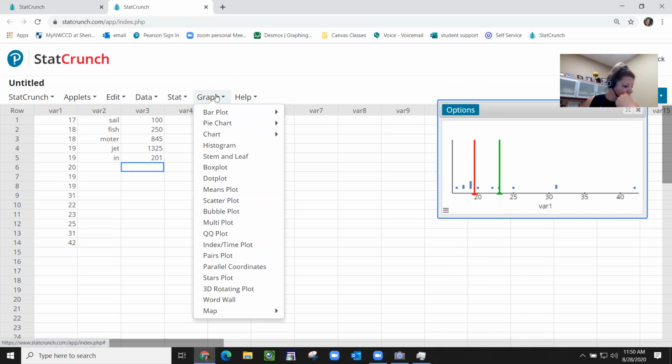Next graph. Oops, I didn't mean to bonk that. Stem and leaf plot. What kind do I want? Do I want category or quantitative?